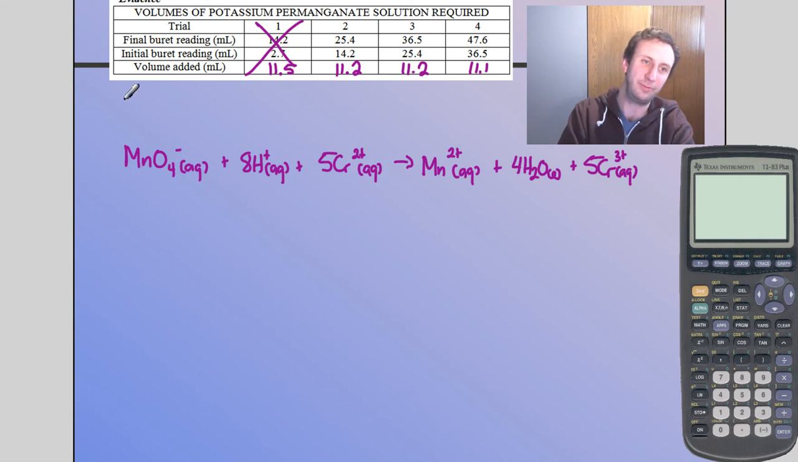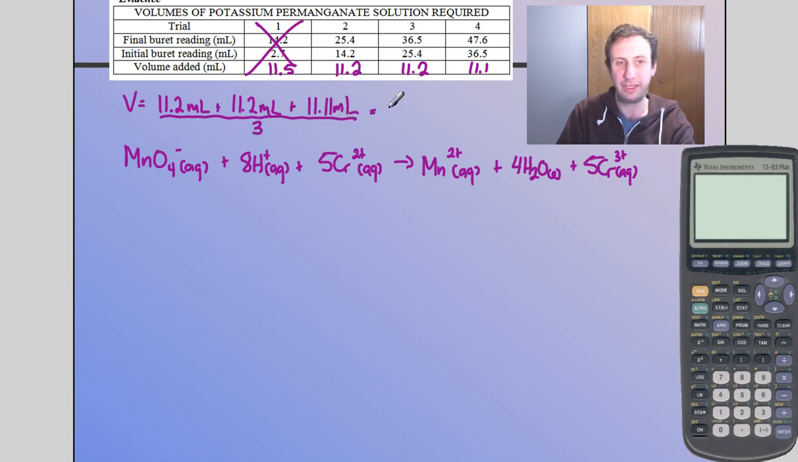So now when I take a look at volume, I am adding together 11.2 mils plus 11.2 mils plus 11.1 mils. And then I'm dividing all of this by 3. So that will give me 11 points. Don't know why I have an extra 1 there. Let's just erase that. Oh, yeah, perfect. So now what I have is 11.13 repeating milliliters, right? So that's my average volume.